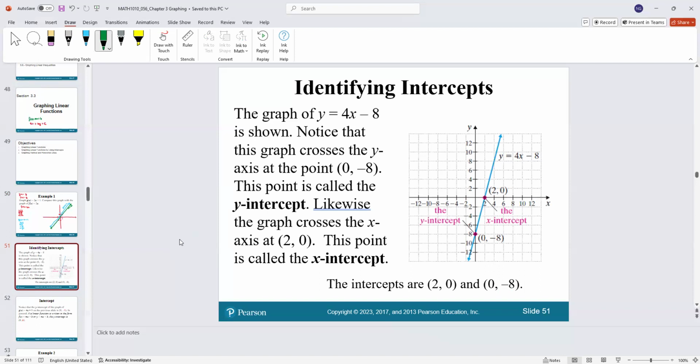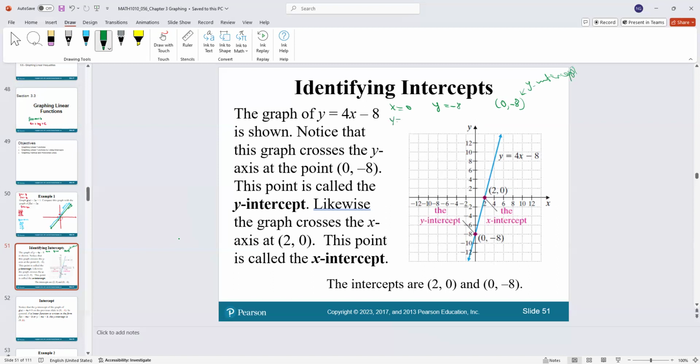Let's say the graph of y equals 4x minus 8. That means if x is 0, remember we're going to find the y-intercept. So 4 times 0 is 0, and it's going to give you negative 8. So you have a point 0, negative 8. That's the y-intercept. Remember, y-intercept means x is 0.